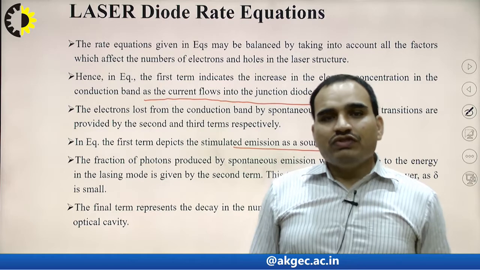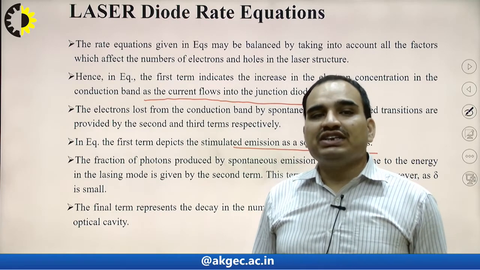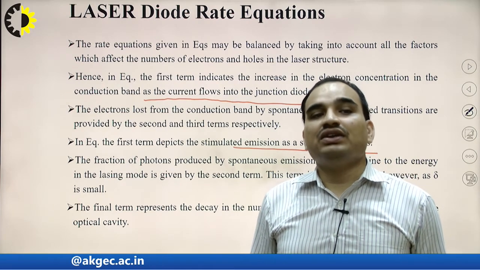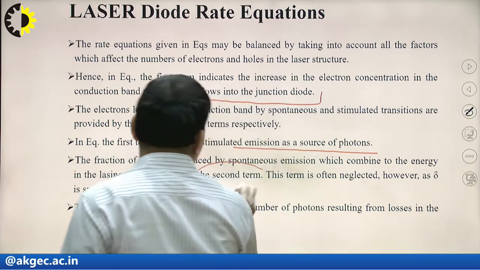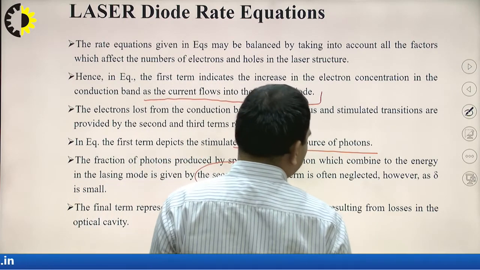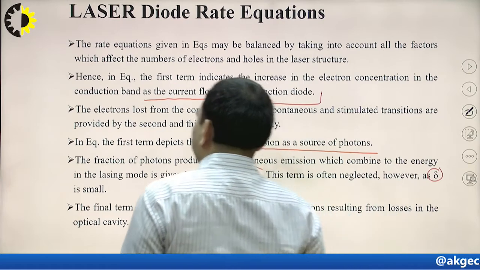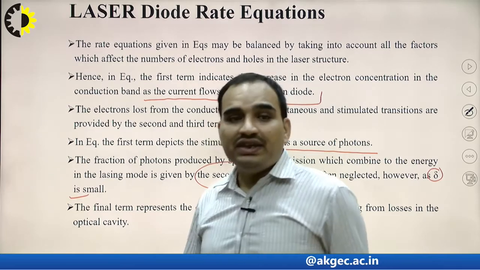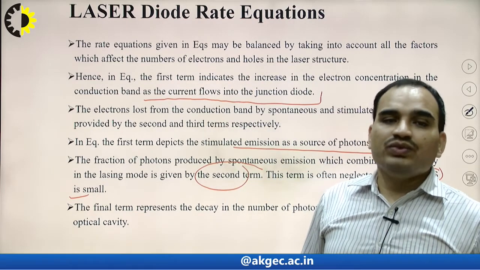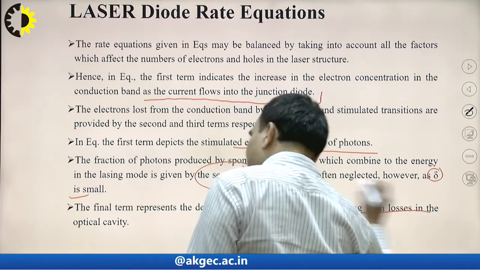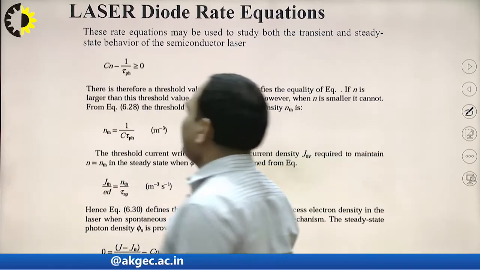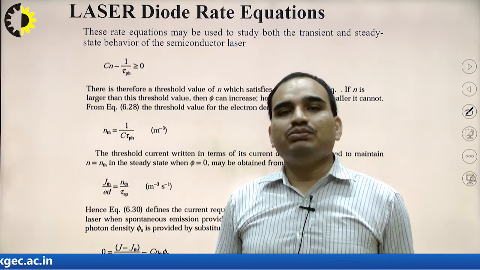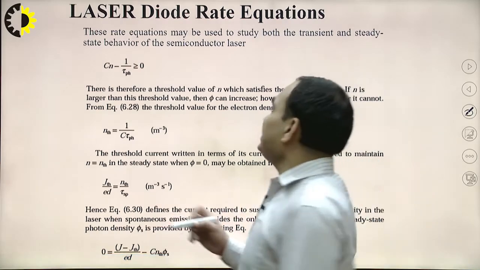The fraction of the photons produced by spontaneous emission which couple to the energy in the laser modes is given by the second term. This term is often neglected, however, as delta is very small. The final term represents the decay in the photon density resulting from the losses in the optical cavity. These rate equations may be used to study both the transient and the steady state behavior of the semiconductor laser.